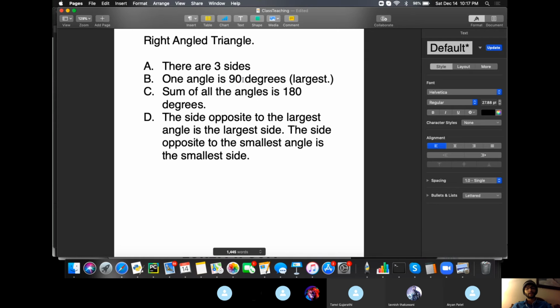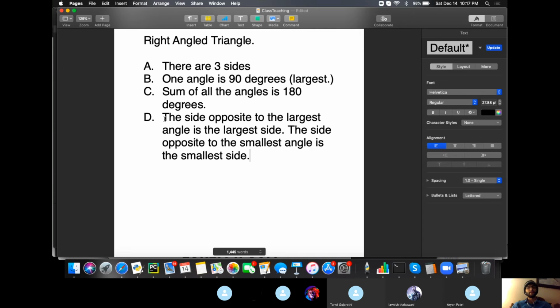But do not think that in a triangle 90 degrees is the largest. You can have a triangle where an angle is 120 degrees. The other two angles could be 30 degrees and 30 degrees. But that is not going to be a right angle triangle. We are only focusing on right angle triangles. So there has to be one right angle, one 90-degree angle. Therefore, that has to be the largest angle of that particular triangle.